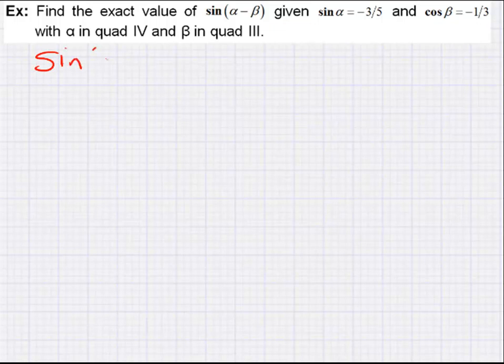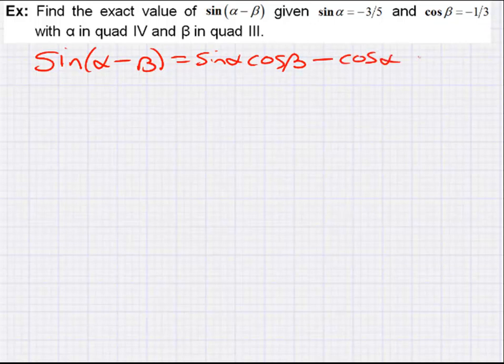If I did the sine of alpha minus beta, I'd have to use the identity that the sine of alpha times the cosine of beta minus the cosine of alpha sine of beta. Now what do we know? We know that this is negative 3/5. We know that this is negative 1/3 given by the problem. We don't know this one or this one. But once we could find these two, we plug them in and that'll get us the answer we're looking for.